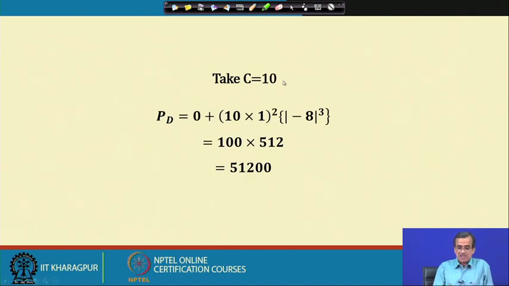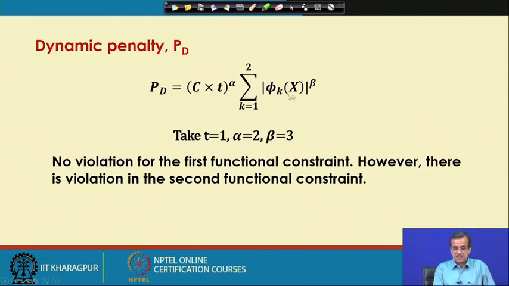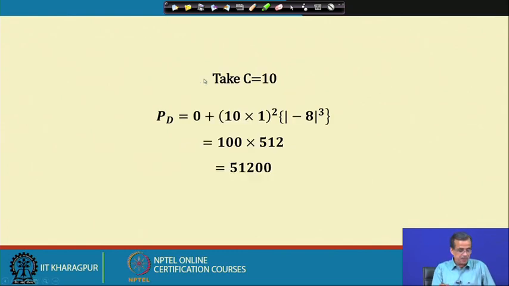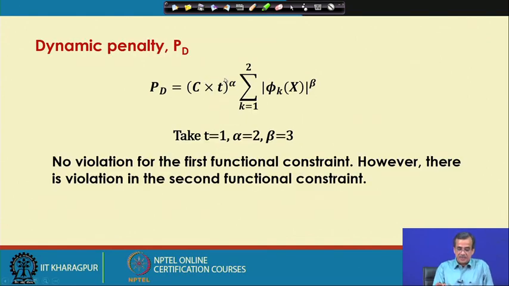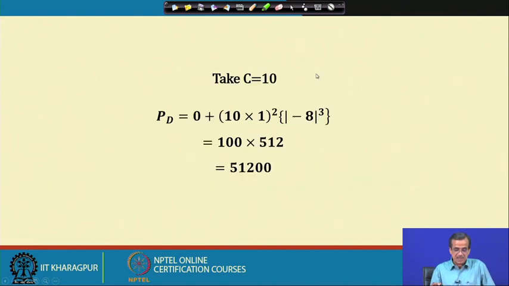So, we take C equals 10, and now I am going to put the numerical values for all these symbols: C equals 10, T equals 1, alpha equals 2, beta equals 3, and the amount of violation I already know, that is minus 8. If I put all these numerical values, I will be able to find the value of this dynamic penalty, which comes to 51,200. So, this is the amount of the dynamic penalty.